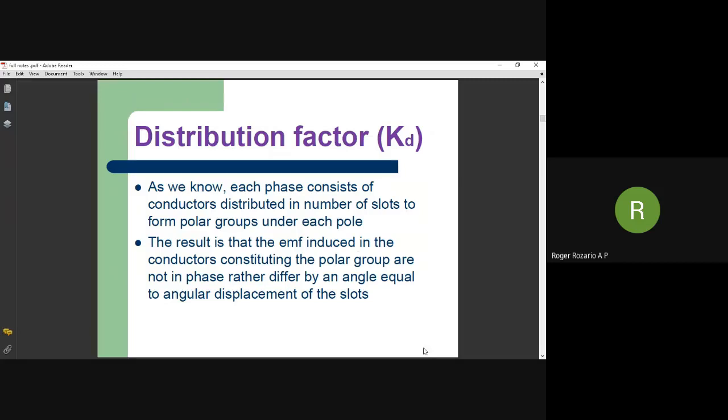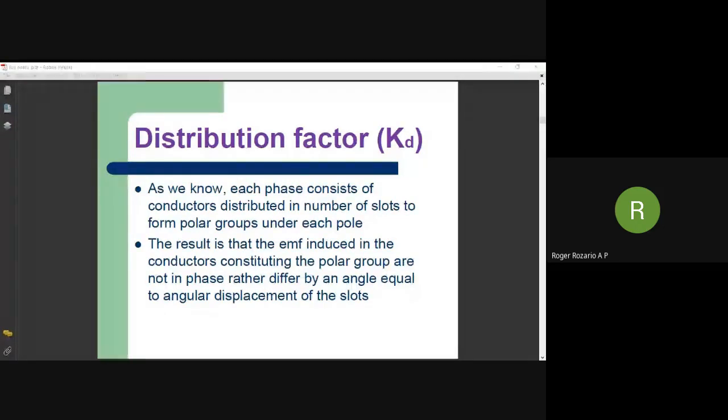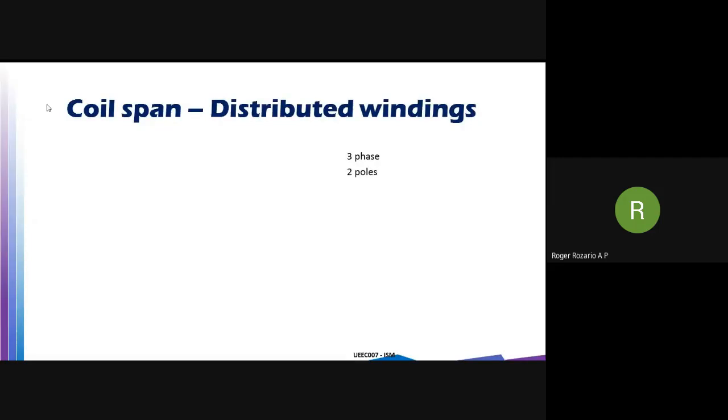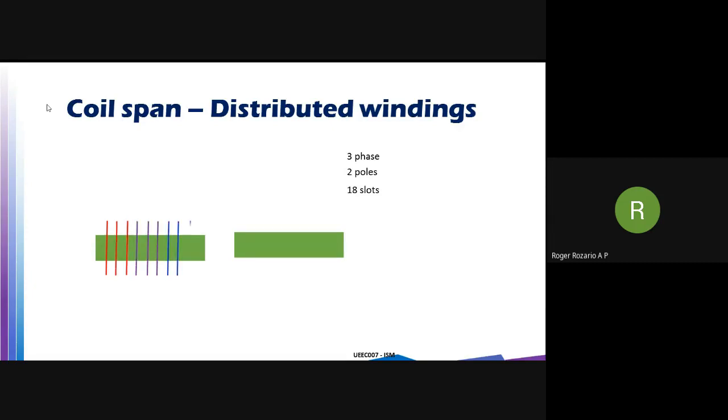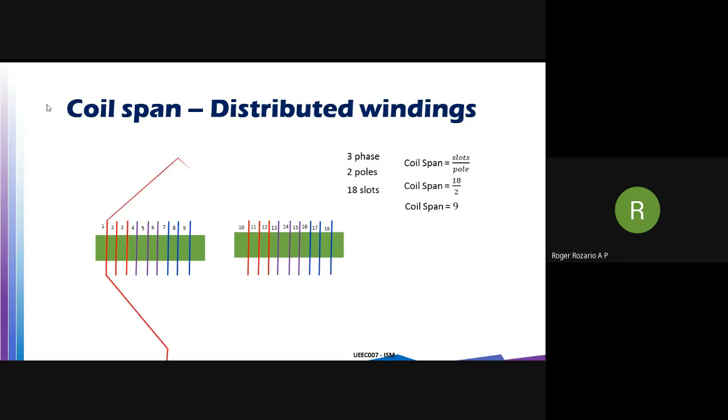For the distribution factor, once again I will go to this animation. Just hold on. Look at this animation. There are 2 poles and 18 slots, and the windings are distributed in these 18 slots.